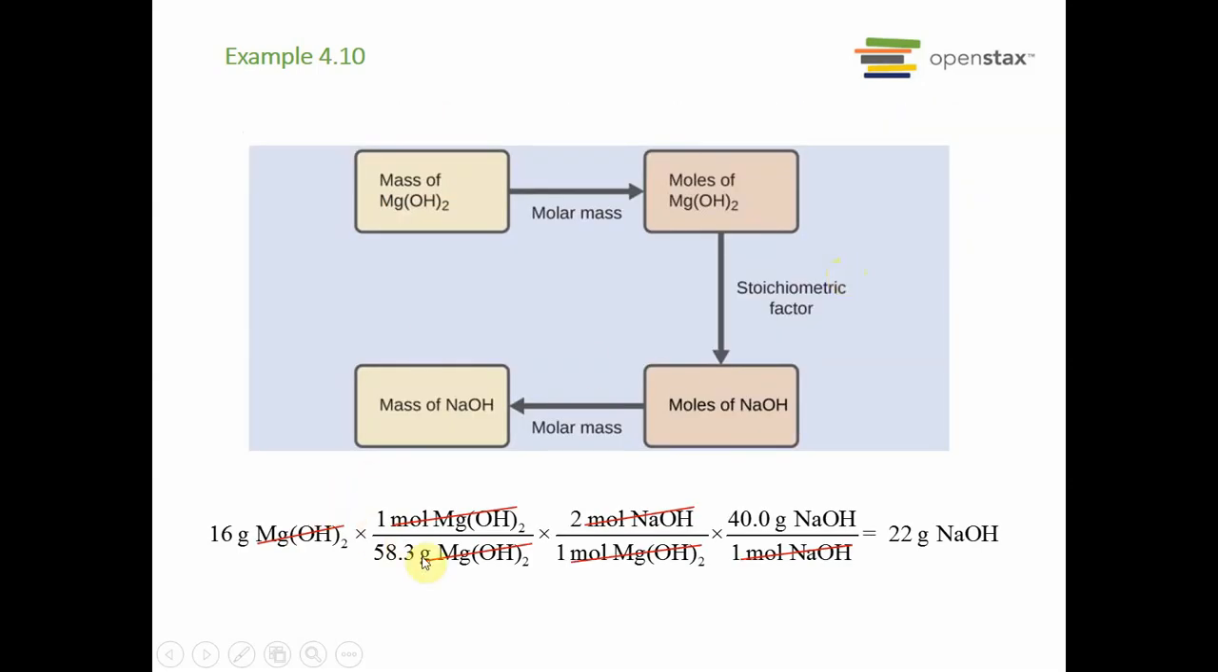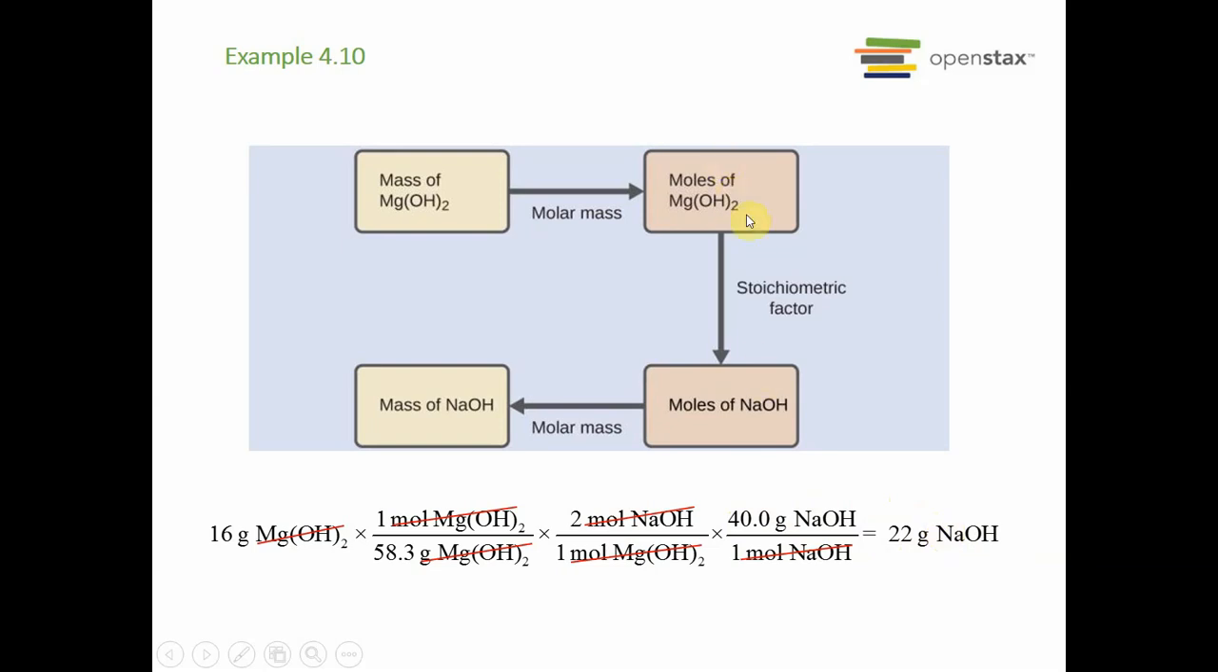So the 16 grams divided by the 58.3 grams per mole converts those grams to moles, and then you multiply it by 2, and that gives you the moles of sodium hydroxide, and then you multiply it by its grams per mole of sodium hydroxide. That's how you go from moles to grams. You multiply by the molecular weight, in this case the formula weight, and you get 22 grams of sodium hydroxide.